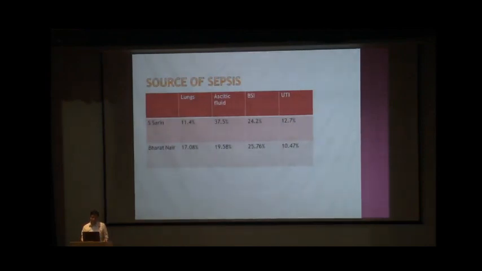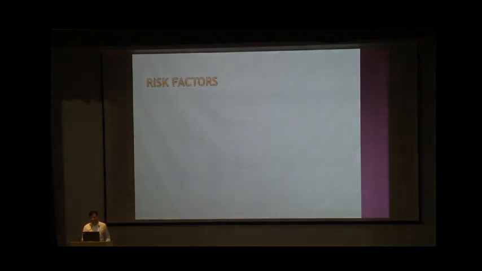Coming to source of sepsis, because the source differs between different hospital settings, in our group, in both the studies, we have identified ascitic fluid and bloodstream infection as the common sources of infection. Coming to the risk factors which are associated with sepsis in the setting of liver transplantation, both LDLT and DDLT, I am going to cover.